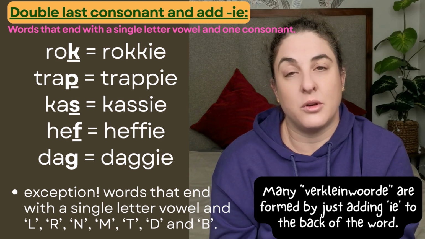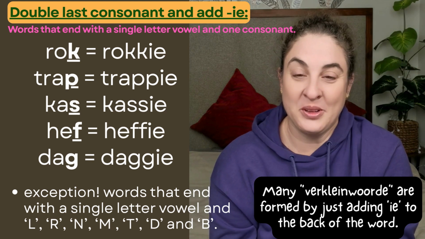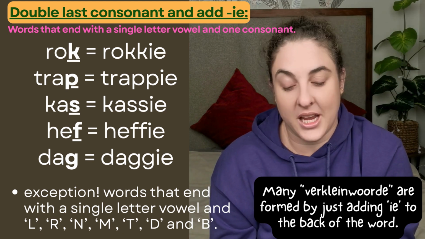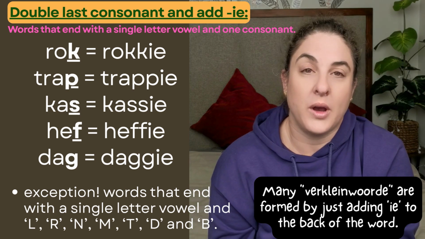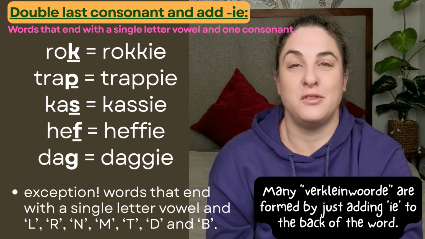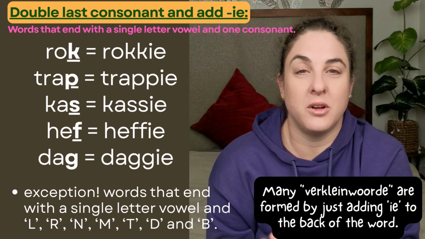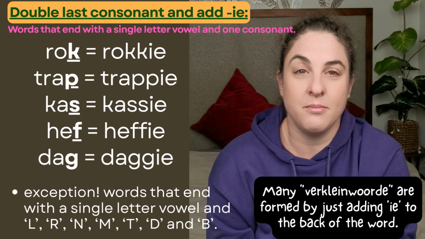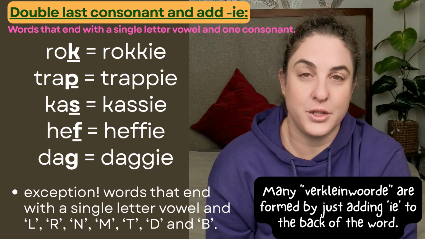Now, at the very bottom, you'll see there are, of course, the exceptions, as you well know. The words that end in a single letter vowel, and then you've got L or R or N or M or T or D or B. They have different diminutives. So it's only the other ending consonants that you multiply and then add IE. But I will take you through all of the rest of it very soon.